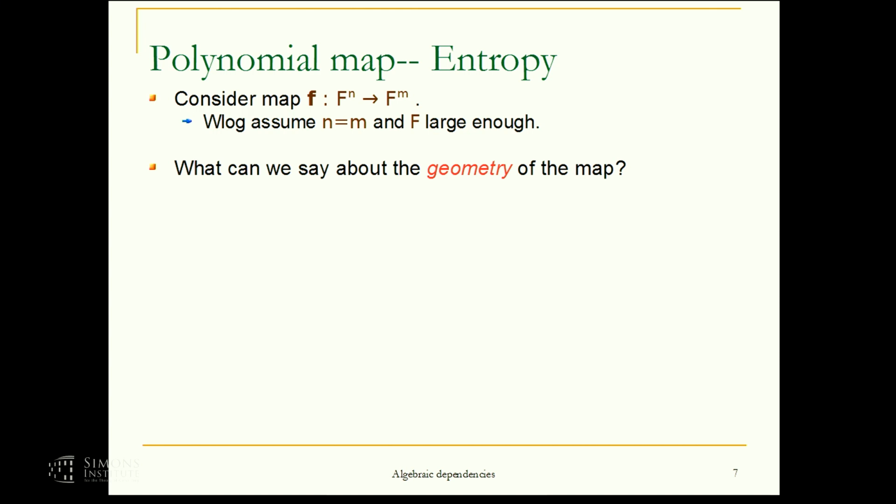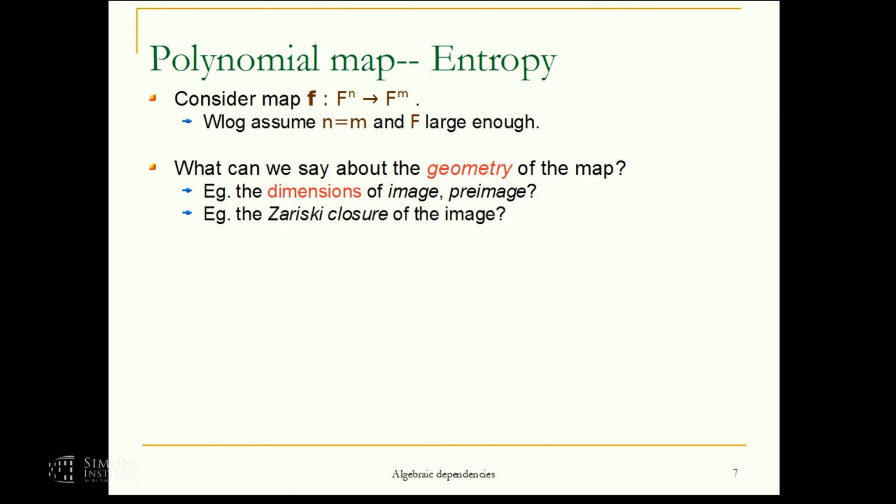So what can we say about the geometry or the entropy of the map? The questions you can ask are of the following type. What is the dimension of the image? And what is the dimension of the pre-image? So basically fix a point here and look at the pre-image. What can you say about the pre-image of a generic point in the image? You can also ask the question about the Zariski closure of the image, which will be the second question.